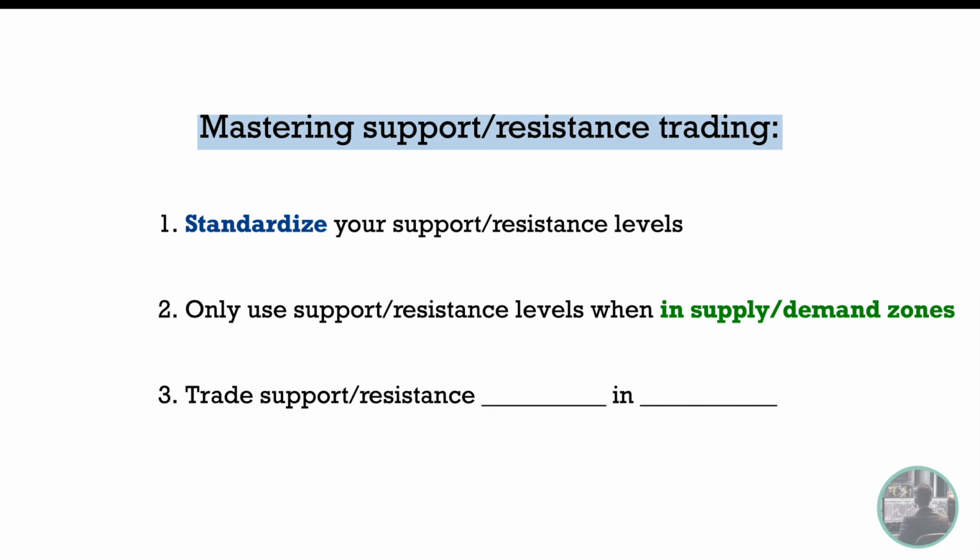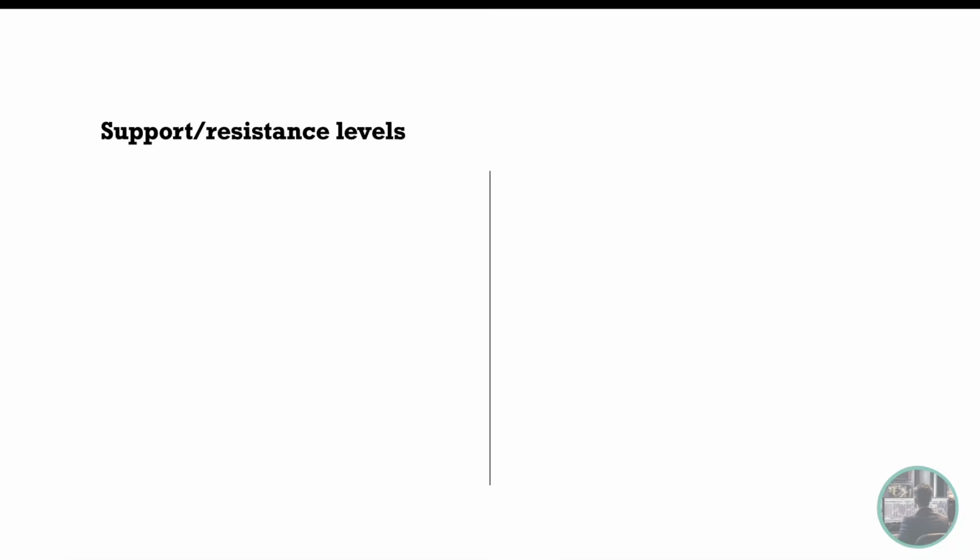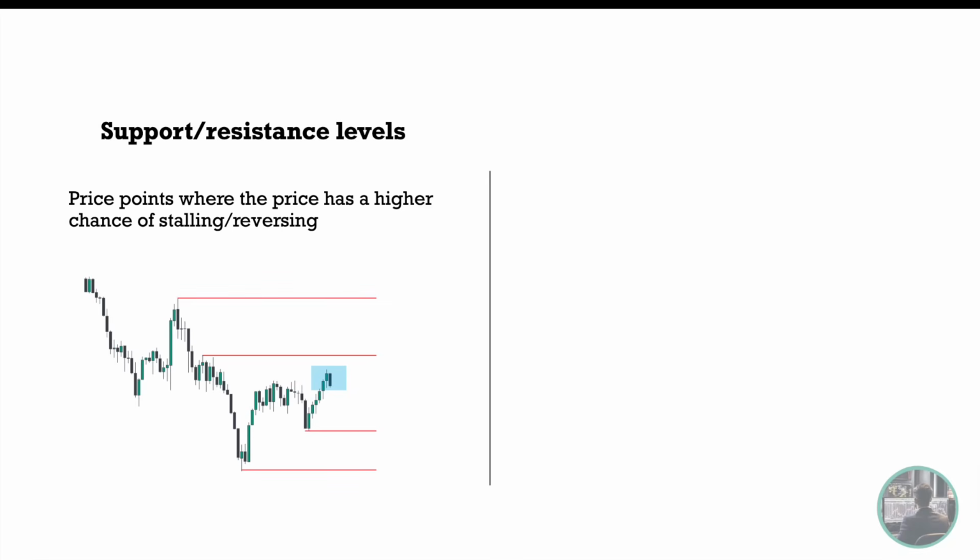And that's to only use support and resistance levels when they're in supply and demand zones. Now, supply and demand zones and support and resistance levels often get confused for being the same thing, but they're not. They're completely different and most only use one or the other, but they're actually way more effective when you use them together. You see, support and resistance levels are points on the chart where the price has a higher probability of stalling or reversing, and you find these points by looking for previous highs and lows, because these are areas where the price reversed before and where the price is likely to reverse again.